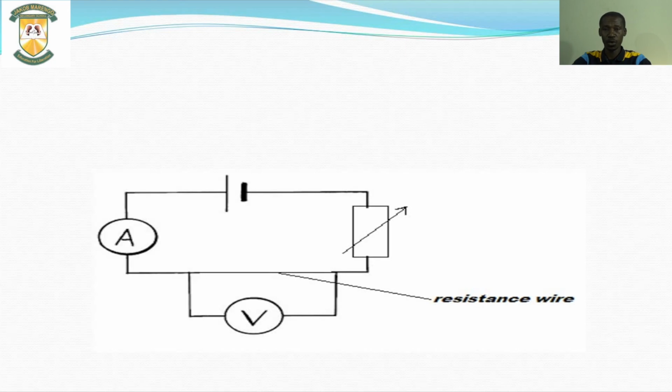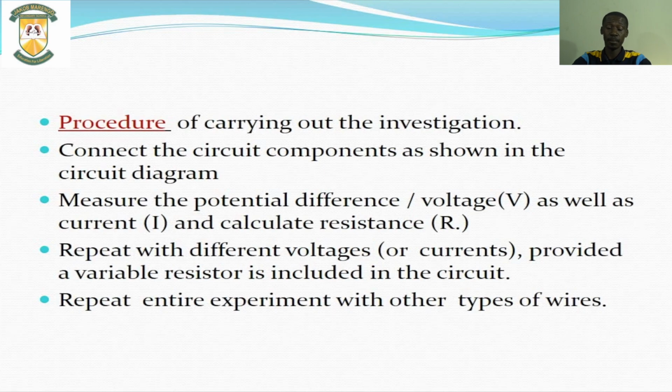An ammeter is connected in series, and our voltmeter is connected in parallel to the resistance wire. In this case, I had also to incorporate a variable resistor, which is optional. And then we have got a cell, which is our power supply.